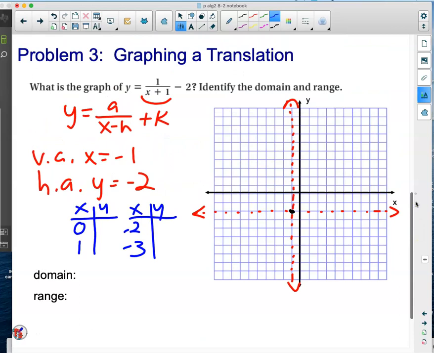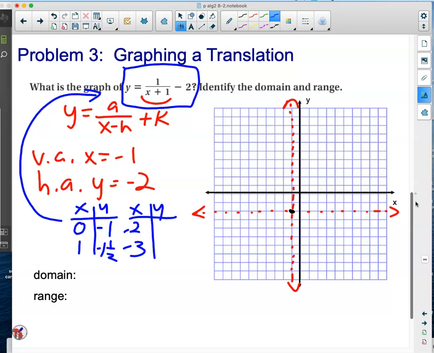Now we just have to plug them in. And where do we plug them in? Right back here. So let's put a 0 in. 0 plus 1, because whenever there's more than one term on the top or the bottom, you have to do that first for your fractions. 0 plus 1 is 1. 1 divided by 1 is 1. 1 minus 2, -1. Put a 1 in. 1 plus 1 is 2. 1 divided by 2 is 1/2. 1/2 minus 2 is -1 1/2. Sorry, doing the math in my head already and talking about the answer.